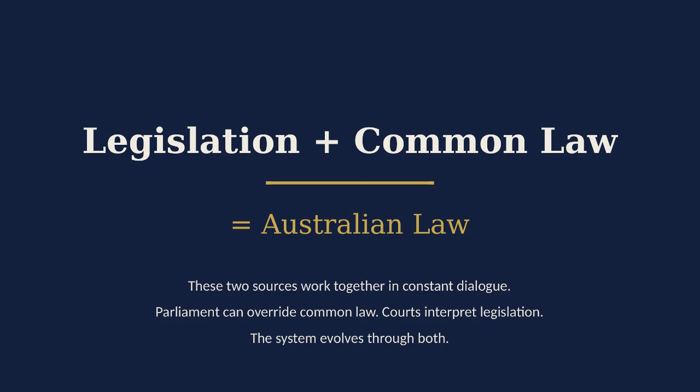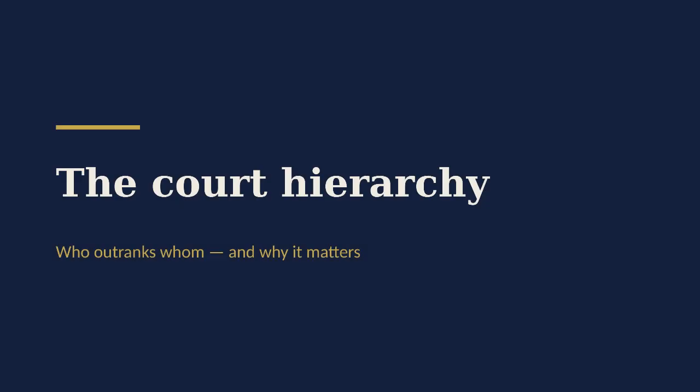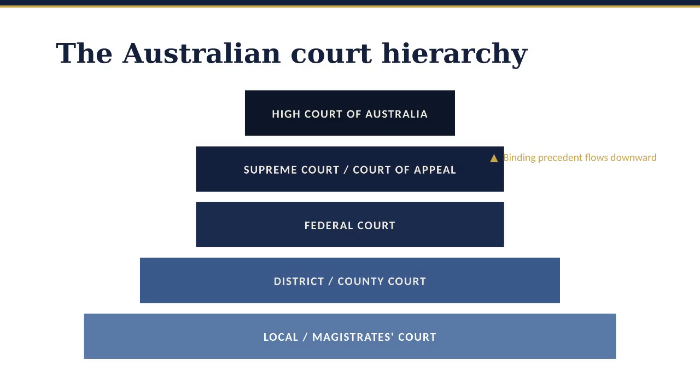Now let's talk about the courts, because this is where most people get confused. Australia has a dual court system, federal courts and state courts, and they're arranged in a hierarchy. The hierarchy matters for two reasons. It determines which court hears which type of case, and it determines whose decisions are binding on whom. Let me walk you from the bottom to the top.